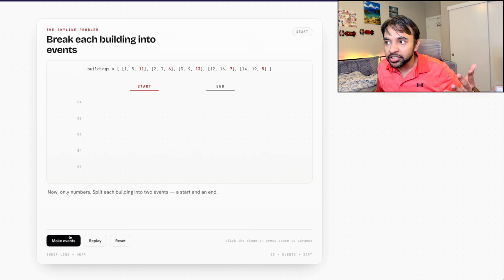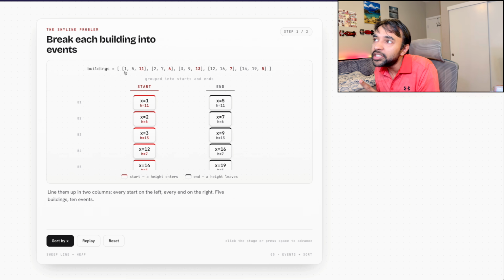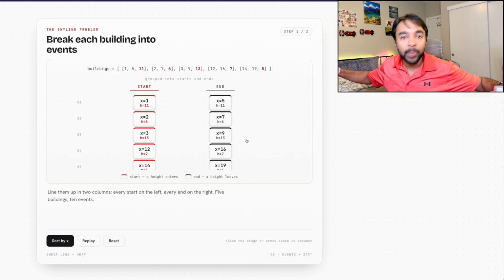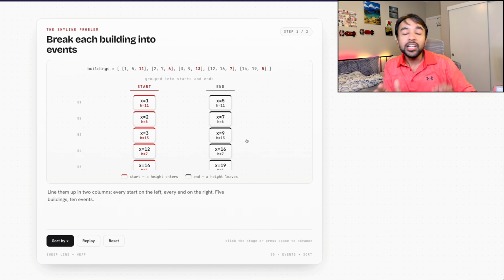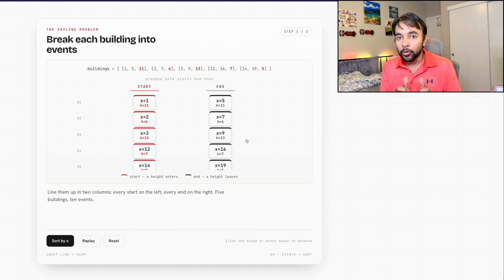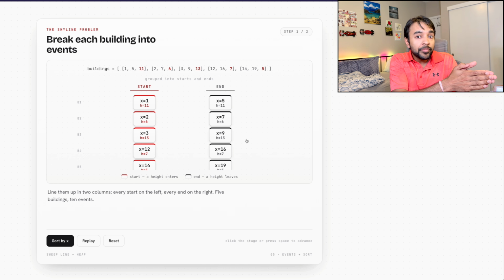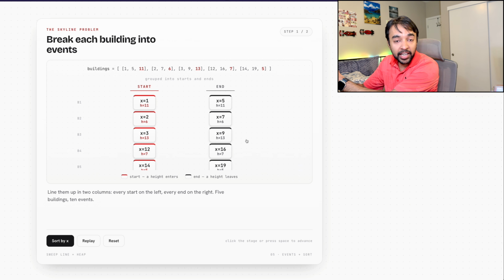So using this input set, I am going to create all of these start and end events. If you notice, I have all of these start events with x equals 1, 2, 3, 12 and 14. These are all of my start events, and all of these end events are at 5, 7, 9, 16 and 19. I have written down all of my events. This is the first iteration that I want to go through, and these are the events that I created. Now think about it. You have to form your skyline, and it starts from x equals 0 and you have to go all the way up to the very end.